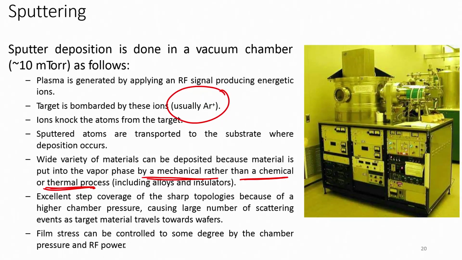Another advantage of sputtering is its excellent step coverage. You see, excellent step coverage of the sharp topologies because of a higher chamber pressure, causing large number of scattering events as target material travels over the wafers. Finally, film stress can be controlled to some degree by the chamber pressure and RF power. Okay. So, there are certain advantages of sputtering over e-beam evaporation or thermal process or chemical process.